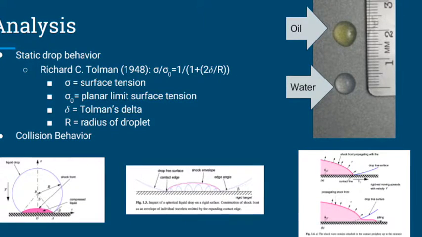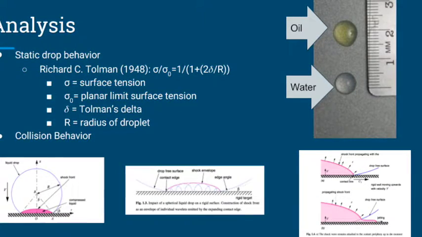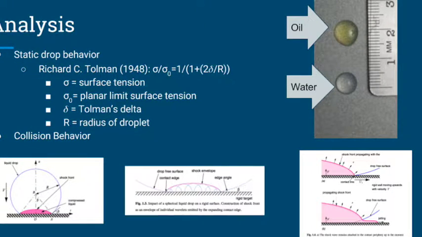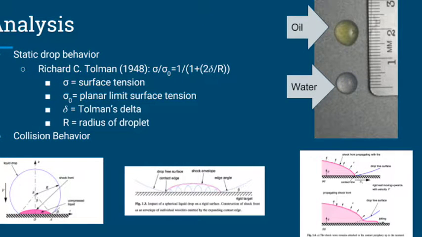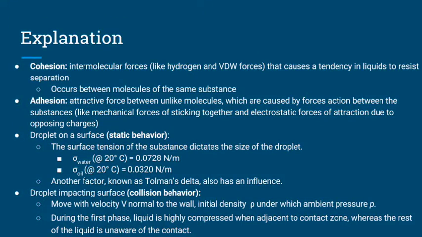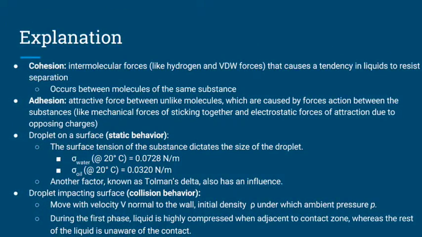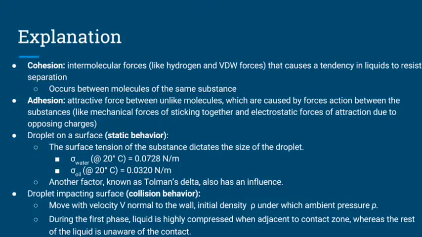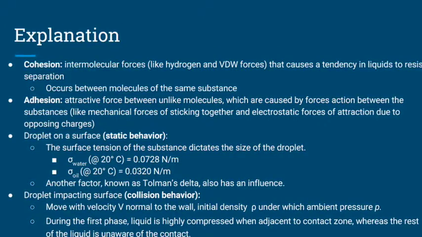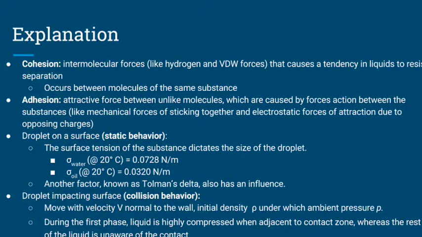So we found that a droplet of oil had a larger radius than that of water, despite having a lower surface tension. And that's actually due to Tolman's delta being different between the two substances. The difference is in the IMF, which is intermolecular forces. Water's defining intermolecular force is hydrogen bonding, a very strong IMF, whereas the strongest IMF in oil is actually London dispersion, a comparatively weak IMF. Therefore, oil's delta value would be larger than that of water.